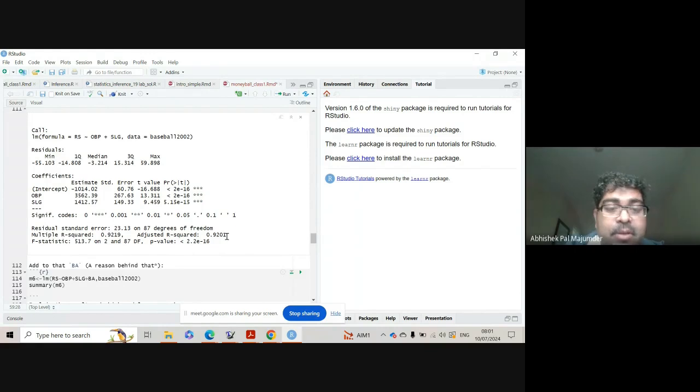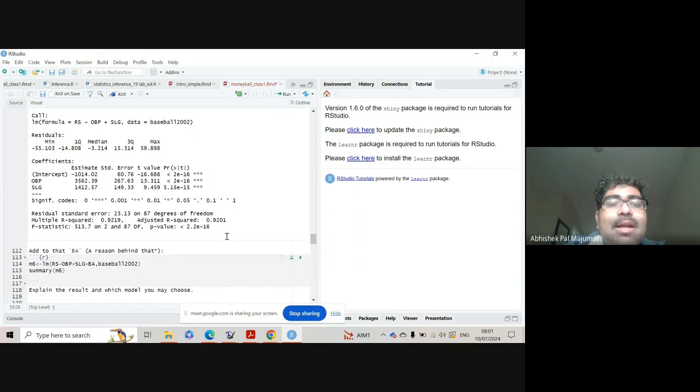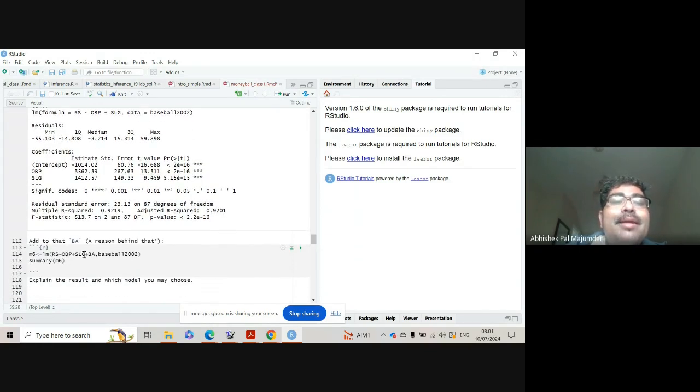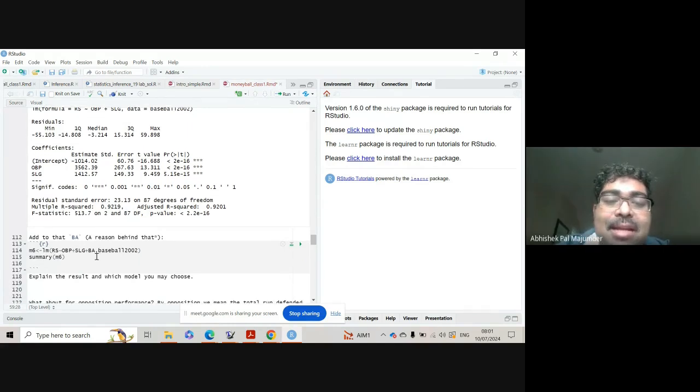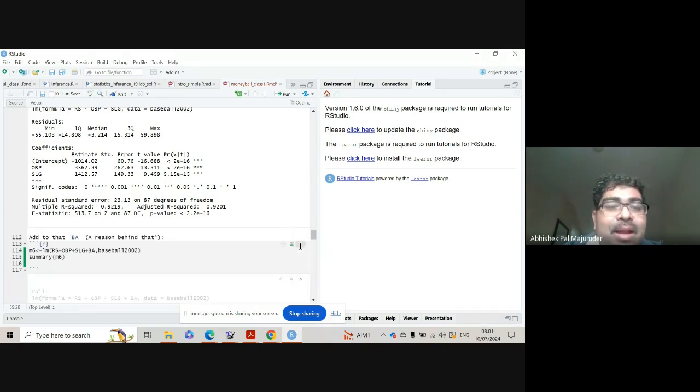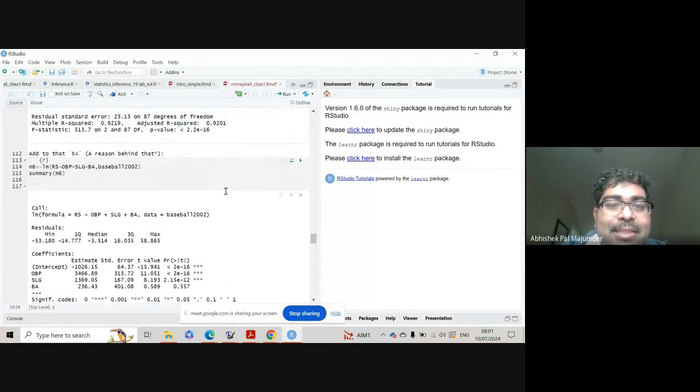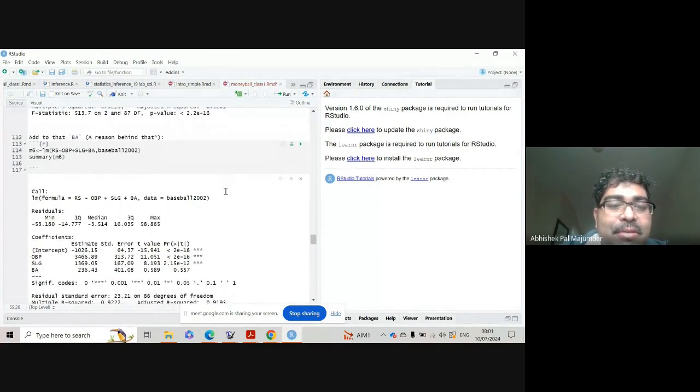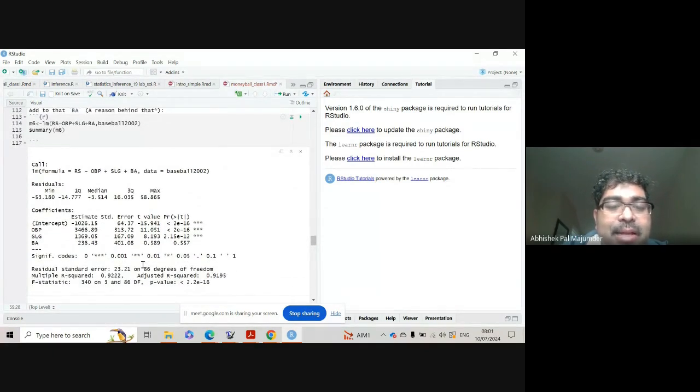But now, what happens if I add OBP, SLG, and also batting average? Because more is merrier, right? So that is the traditional idea. If we add another covariate, it will make the fit better. But this is where this knowledge about adjusted R square comes in handy. You will see that it will also fit a line.